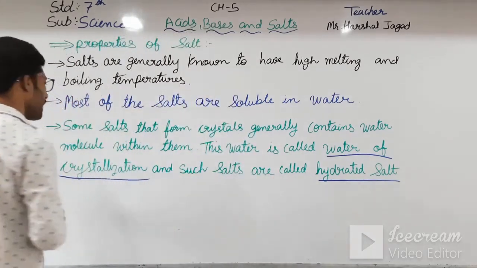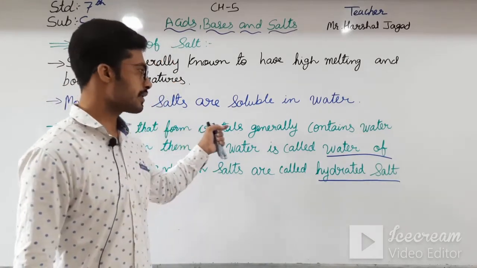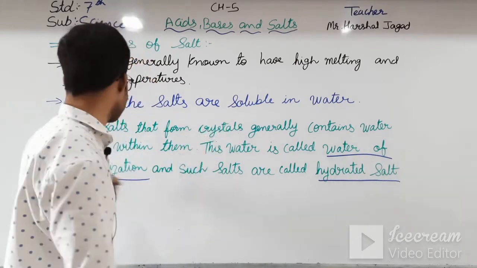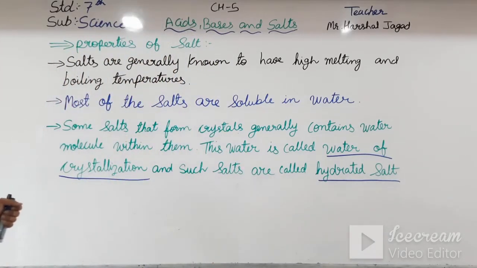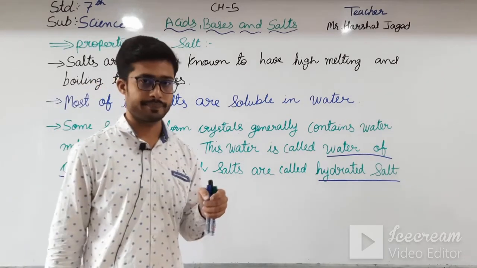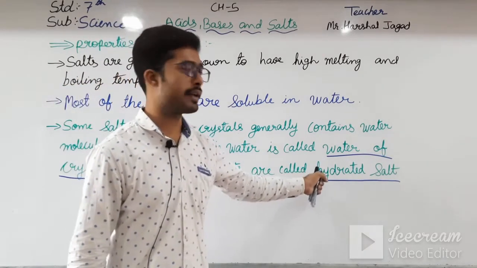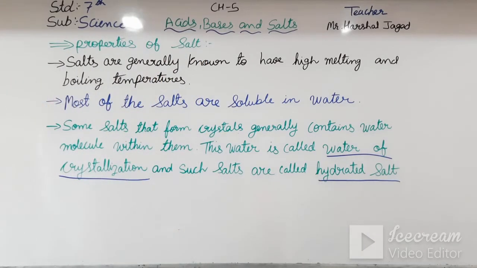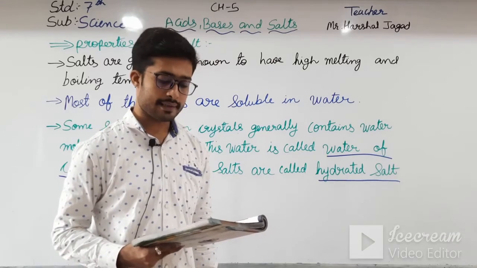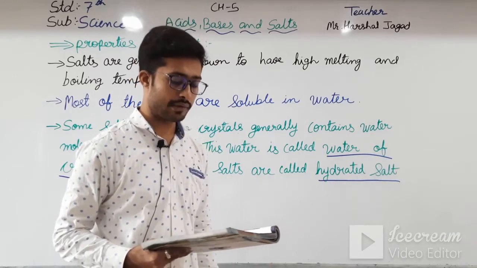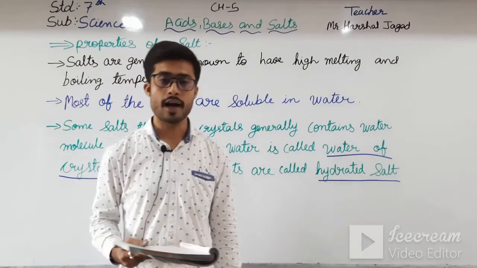So if somebody asks what is hydrated salt, then you have to say that the salts that form crystals and contain water molecules within them are known as hydrated salts. Okay students, before going to the next topic, hydrated and anhydrous salt, here is an example. Hydrated copper sulfate contains 5 water molecules per copper sulfate molecule. The chemical formula is written as CuSO4 into 5H2O.